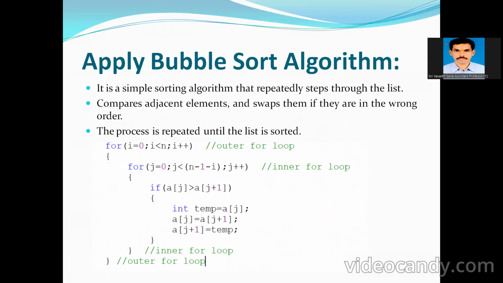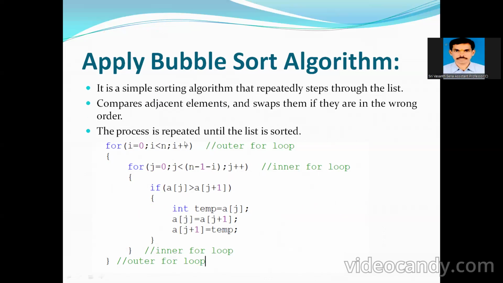So the bubble means a lightweight element. Here, the highest weight element goes to its correct position, the last position, in the first iteration. After the first iteration, the biggest element goes to the last position. So that element we need to ignore for the next iteration. In the second iteration, we are ignoring that element.